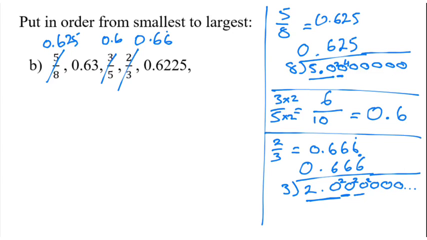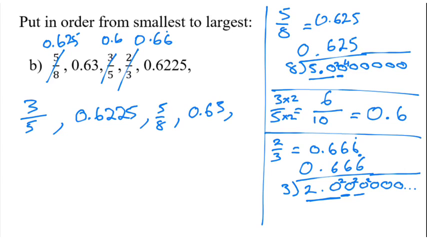Okay, now that I've got them all as decimals, I can put them in order. I want to go from smallest to largest. So my smallest number there is going to be the 0.6, so that's my 3/5. The next smallest number is my 0.6225. Then I've got my 0.625, which is 5/8. Then I get the 0.63, and lastly I get 2/3.